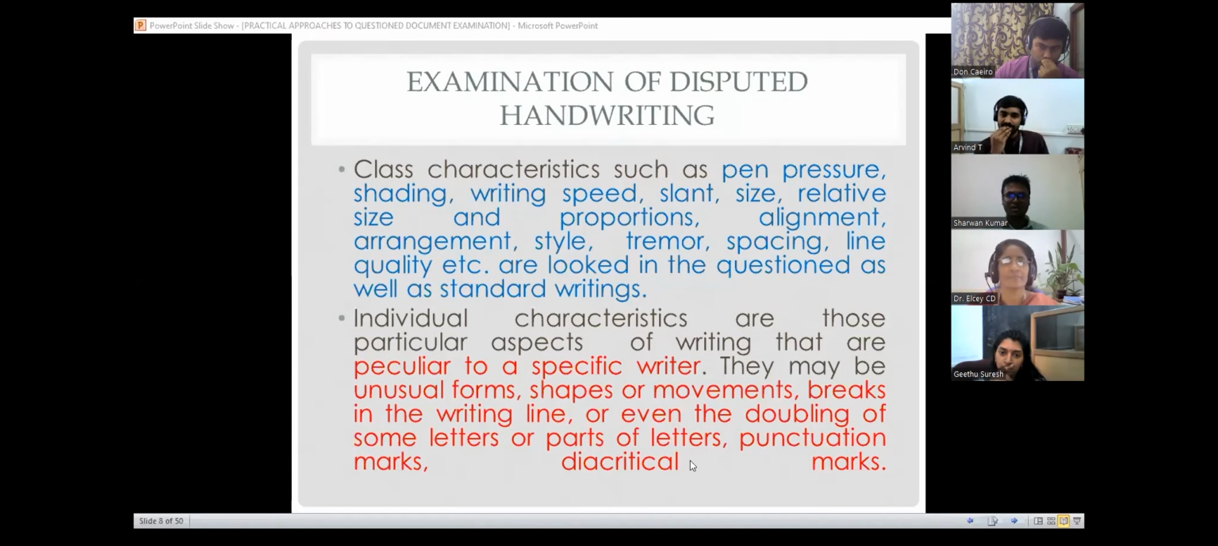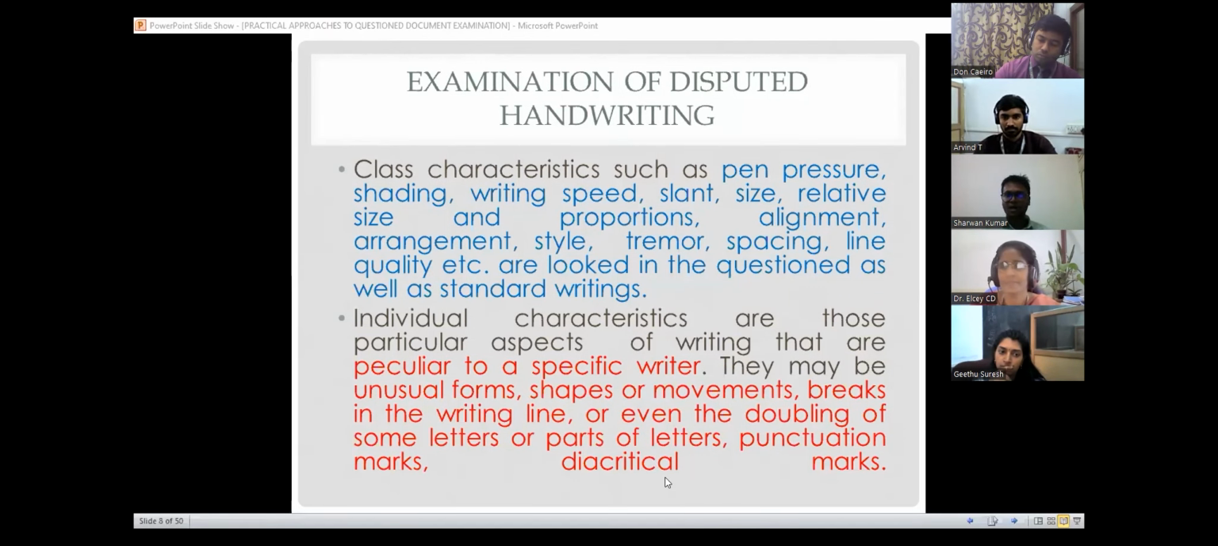Next is individual characteristics. Individual characteristics are highly idiosyncratic in nature. Idiosyncratic means they are very particular to an individual's writing habits. Individual characteristics may be in the form of unusual shapes of letters, their connections with each other, breaks in the written line, even doubling of some letters, or different types of allographs used by a writer. Then diacritical marks may be highly individual in nature, such as the i dot we have in our English Roman letters, and t crossing.